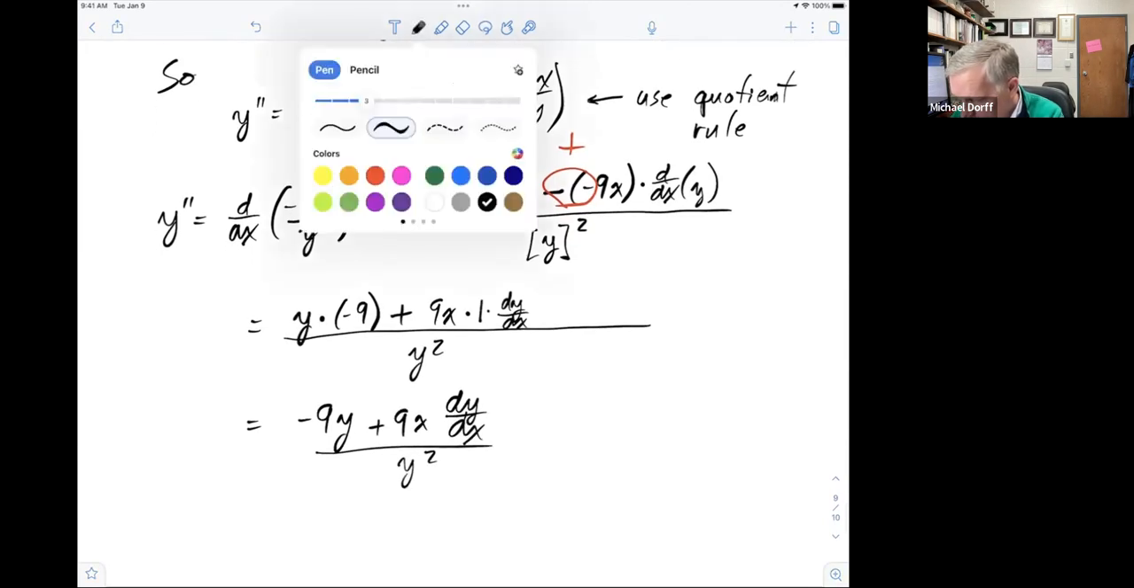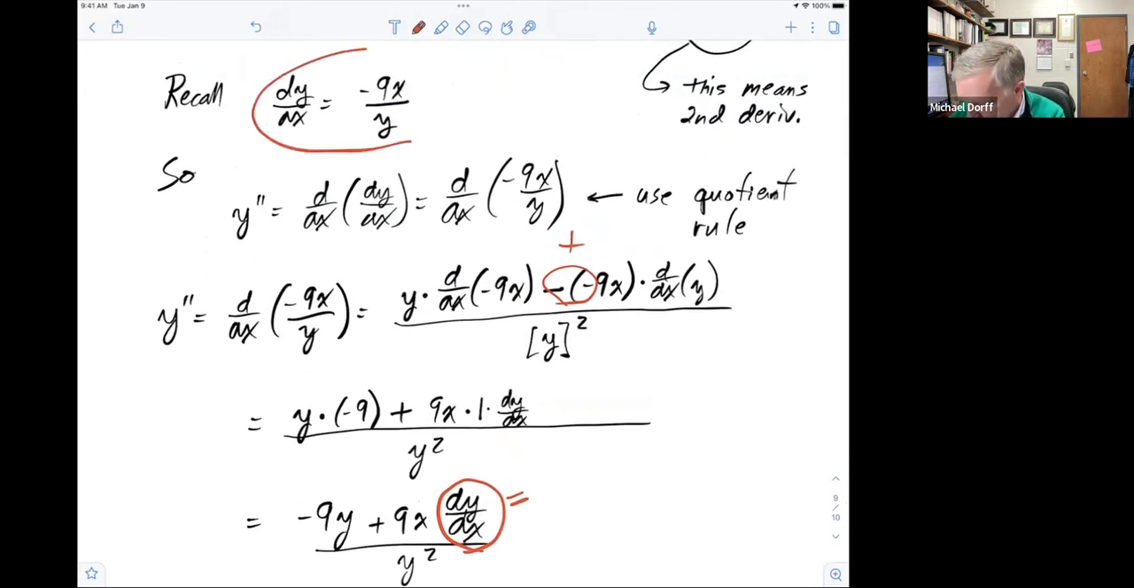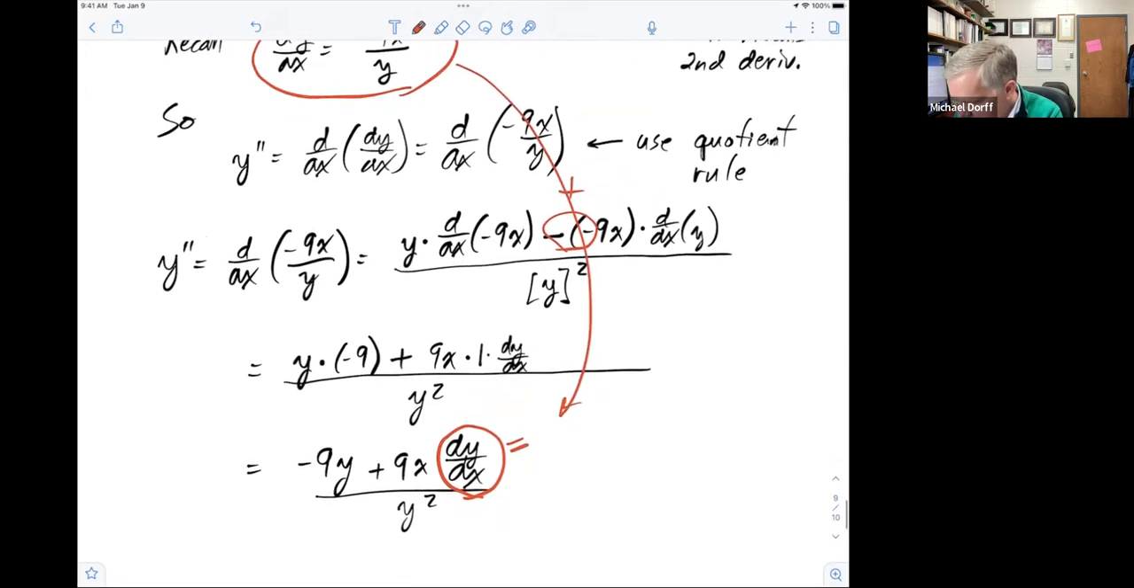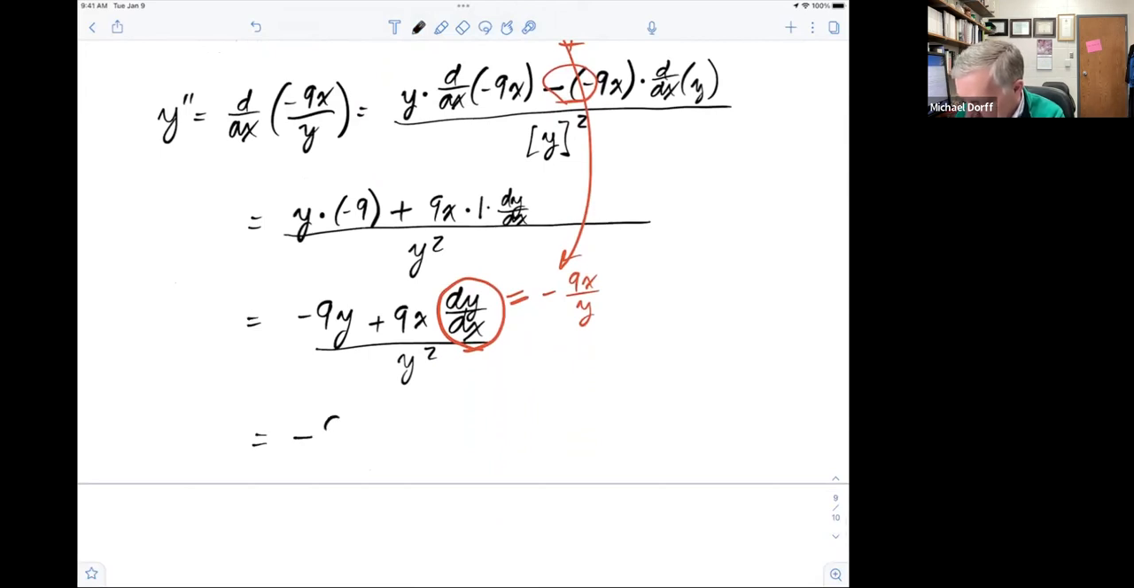Okay, now here's where the first thing comes in that's really important. My answer here has a dy dx in it. We don't want that. We want to get rid of this. So what can we replace that with? Well, what is dy dx? If we go way back up here, dy dx is negative 9x over y. So this is negative 9x over y. So we're going to replace that here to get rid of the dy dx. So we have, on the top, negative 9y plus 9x times negative 9x over y, all over y squared.